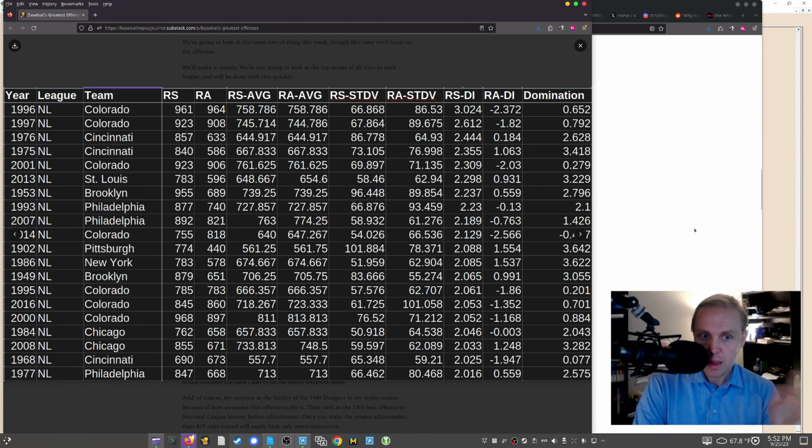And so when we look here at the list, this is the top 20 or so in National League history, we can see, first of all, the effect of the park factors, right? Like 1, 2, 3, 4, 5, 6, 7. 7 of these 20 teams or so are Colorado Rockies teams, which tells you something's going on.